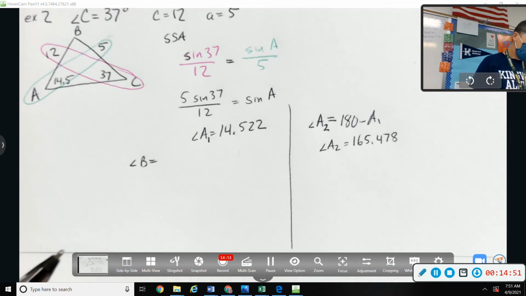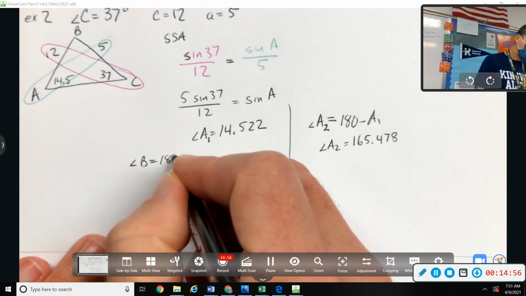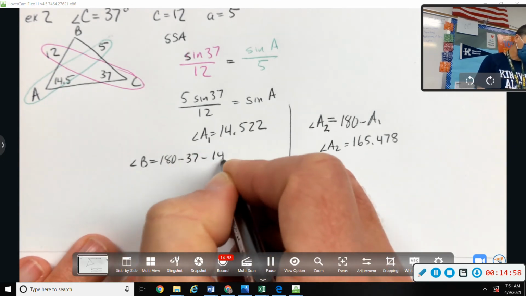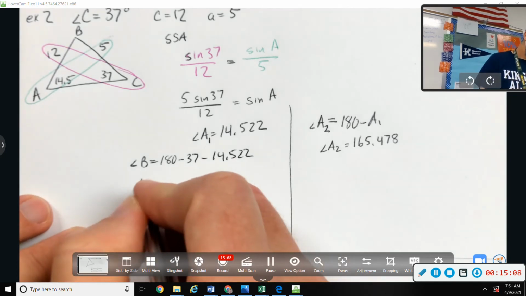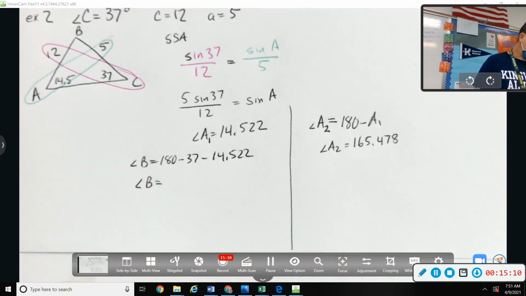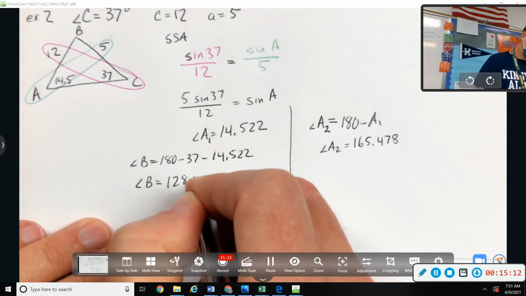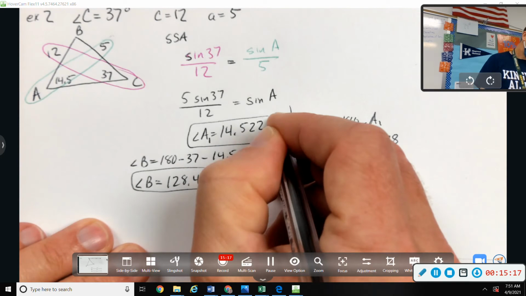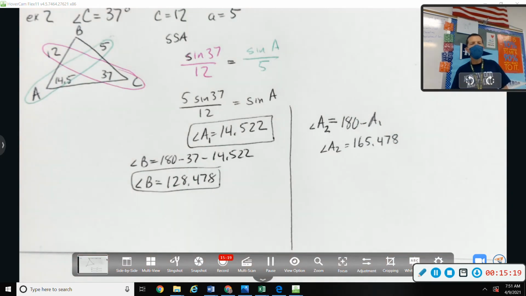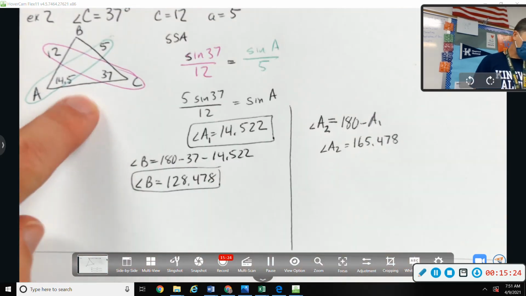180 minus 37 minus 14.522. Because I've separated these into two separate cases now. So I'm going to work one case, figure it all out, and then I'll go work the other case. So angle B is 128.478. And now the only thing I'm missing is side B.